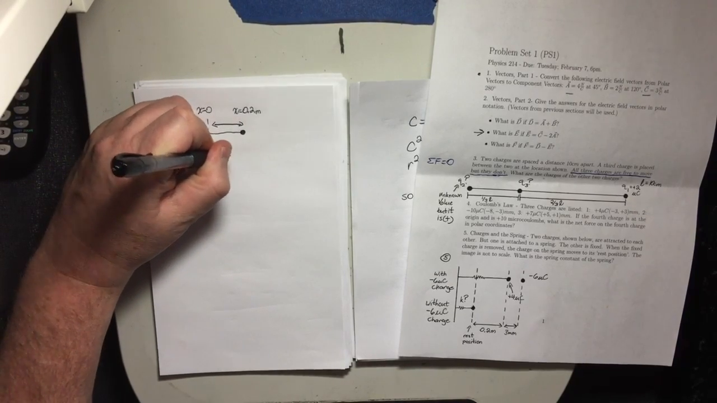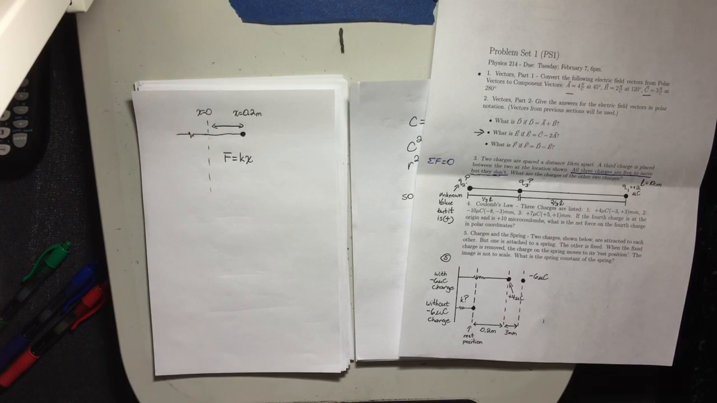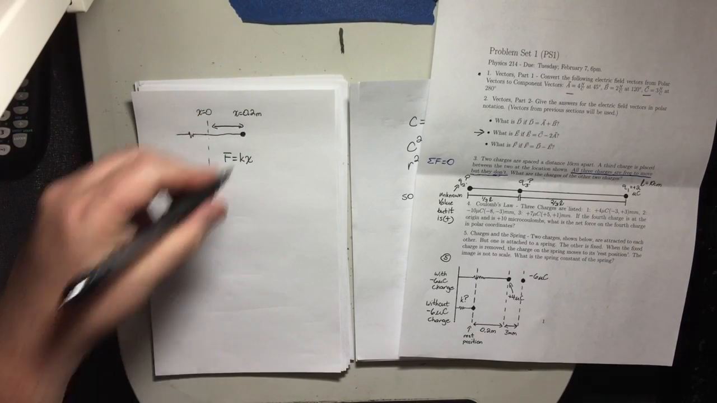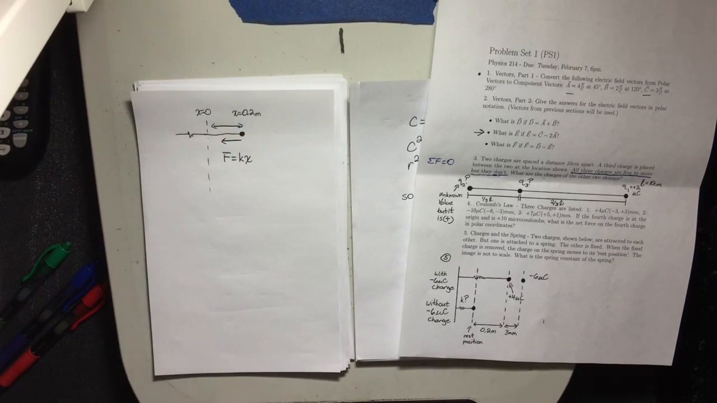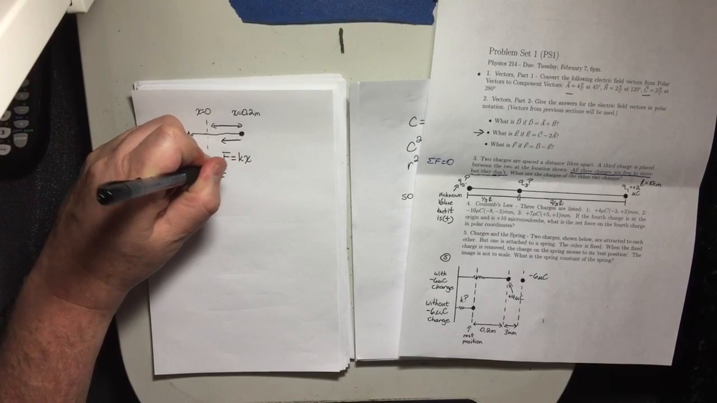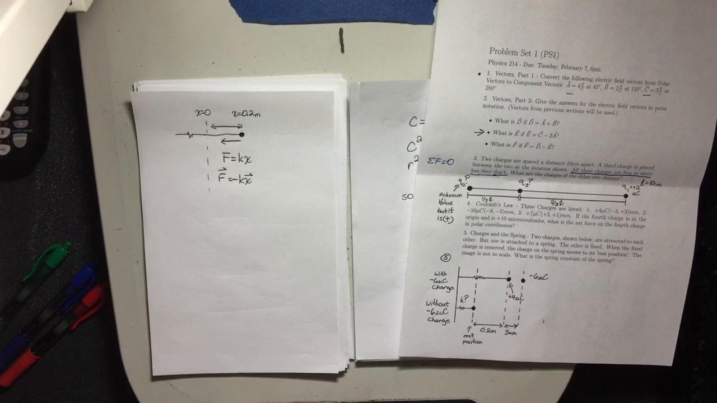So the force on a spring, or the force on a mass due to a spring, F equals kx. This force must be to the left. If I was doing this as a vector, F vector is negative kx vector, where x is the displacement vector. Really, as if I'm writing F equals kx, x is the distance.